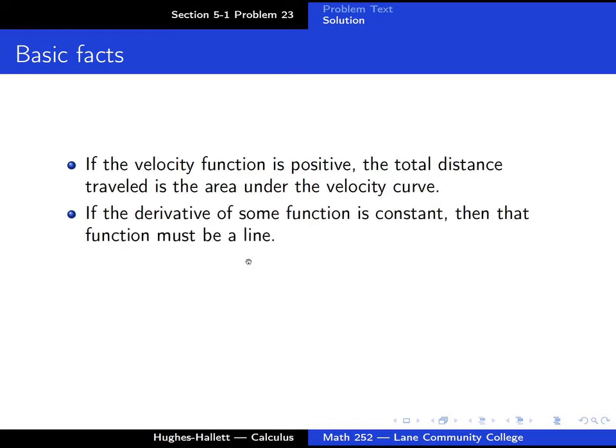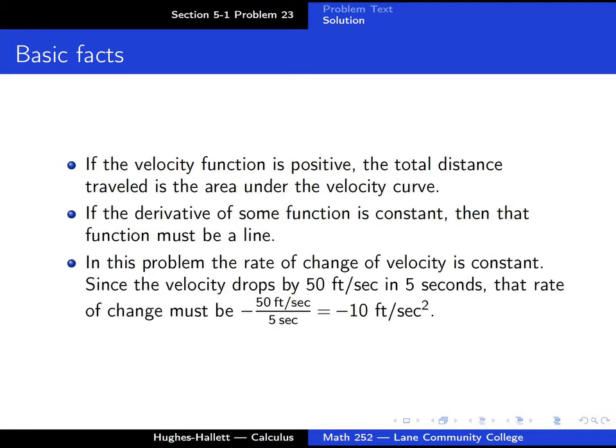You also got to remember that if the derivative of a function is a constant number, then that function must be a line. So we've been told that the derivative of the velocity, that's the rate at which we're losing velocity, is a constant function. So in fact, we know that this velocity function must be a line. And we can even figure out the slope of that line, which I'll need in part C. We're losing 50 feet per second in 5 seconds, so we must be decelerating, losing velocity at the rate of negative 10 feet per second, or negative 10 feet per second squared.